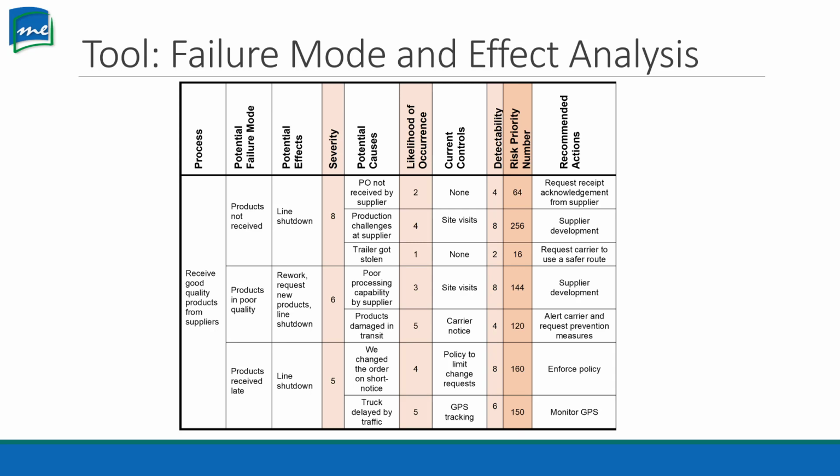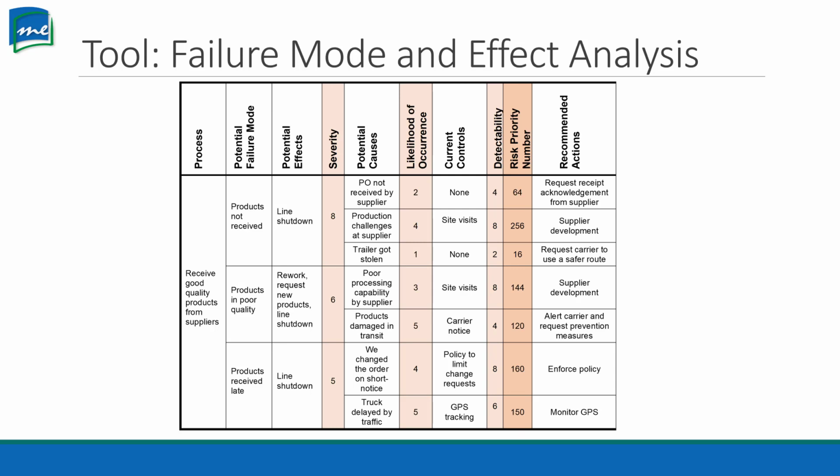All right, so now let's look at the potential causes of this failure mode. For products not received, there are 3 possible causes that they have here. And you can have 1, you can have 10. So the causes are as many as you want and as detailed as you want to get. Don't go overly detailed though, because it's not going to help you any more than putting down the main ones.